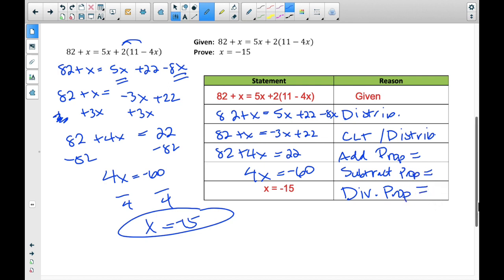Okay, we're going to work a lot on solving proofs, but these are really a good place to start because they're algebra and we know how to solve equations. And you're just explaining what step did you do, what did you do, what did you do, and you just write down those steps in your reason column. We will work on this some more in class.